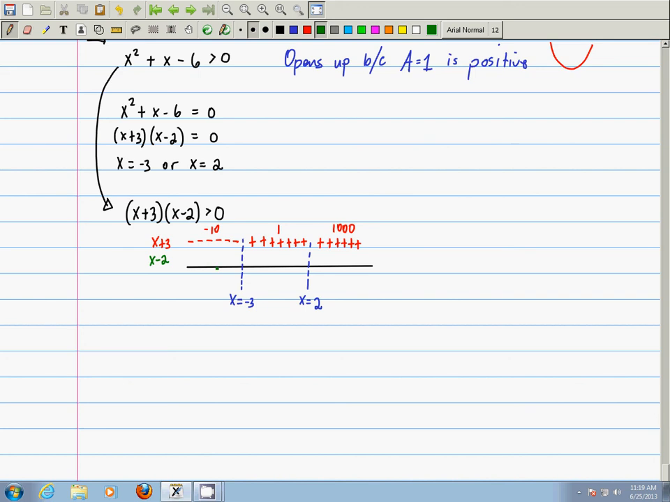What's something we can plug in? Anything to the left of negative 3. How about negative 10? We'll reuse that. Okay, so negative 10 minus 2 is negative 12. What's the sign of negative 12? Negative.